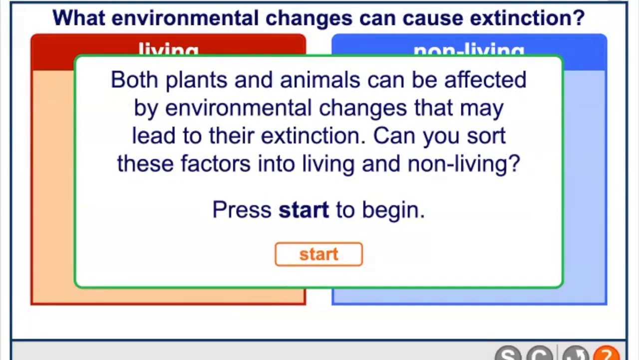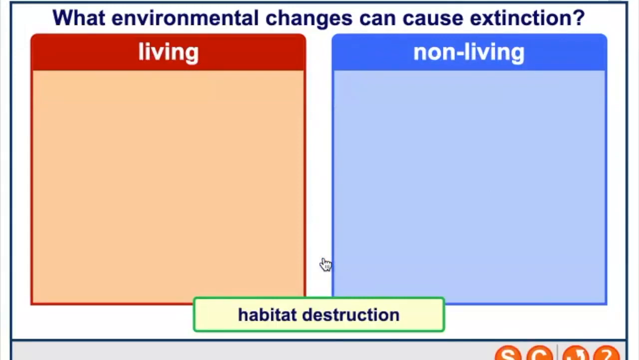Both plants and animals can be affected by environmental changes that may lead to their extinction. Can you sort these factors into living and non-living parts? So looking at habitat destruction, is this a non-living environmental change that can cause extinction or a living environmental change that can cause extinction?